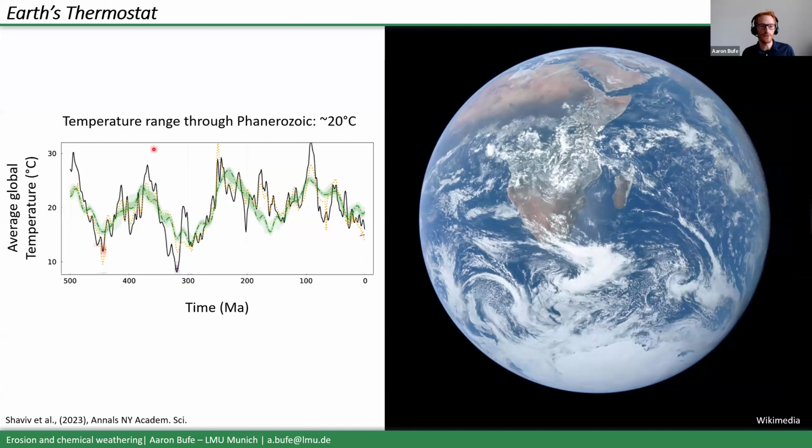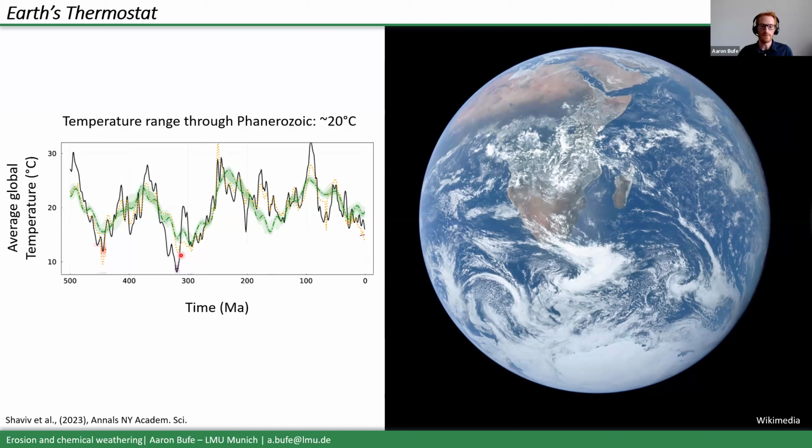So here's a temperature record through the Phanerozoic. It shows that the temperature range across the last 500 million years has not exceeded plus or minus 10 degrees, so between 10 and 30 degrees for most of the time. Maybe there are some excursions here, but somehow Earth temperatures have always returned to the average of 20 plus or minus 10 degrees. And this has made the evolution of life possible on Earth, of course.